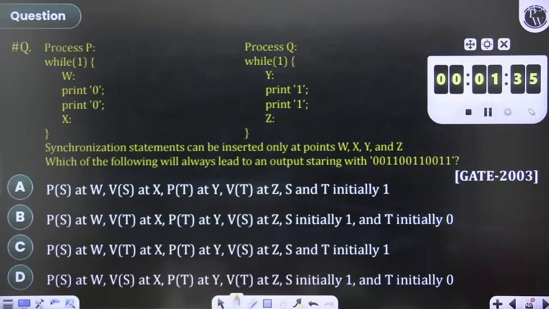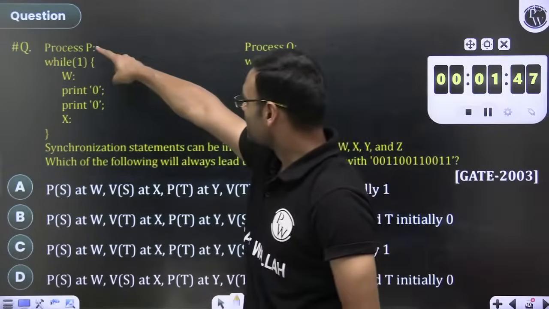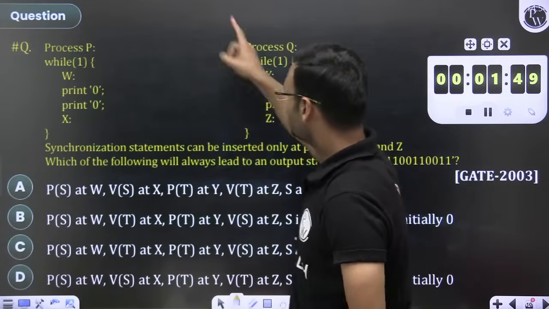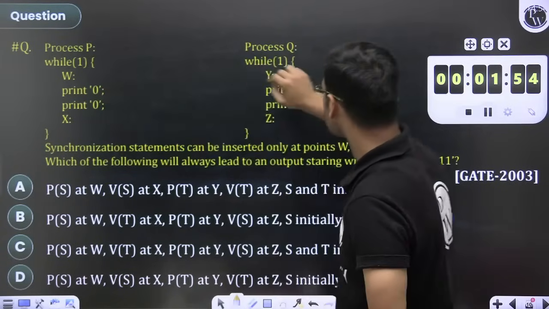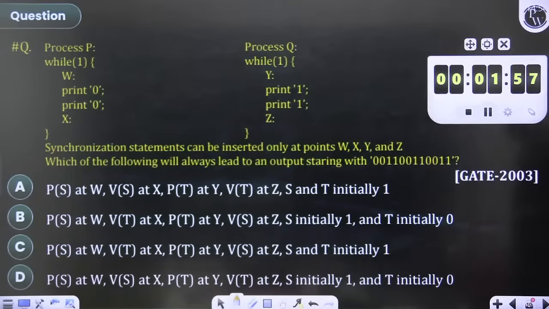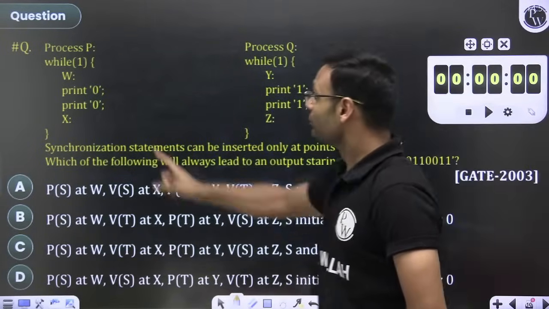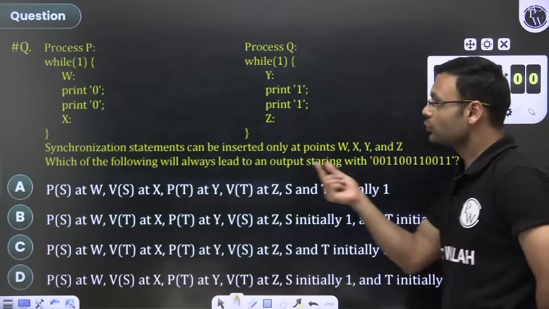Synchronization statements can be inserted only at points W, X, Y, and Z. Which of the following will always lead to an output string 00110011? See, 00 means I need to execute P first, then Q, then P, then Q, just because P is printing 0 two times and Q is printing 1 two times. So I'll have to run the processes P and Q in strict alternate manner. But first I'll have to start with P to print 0.